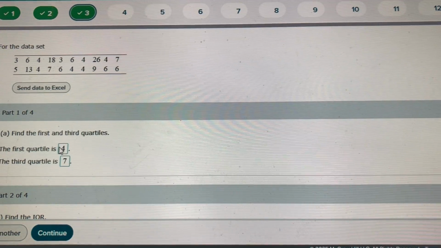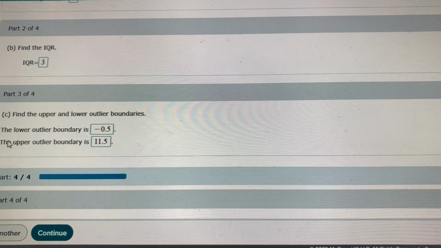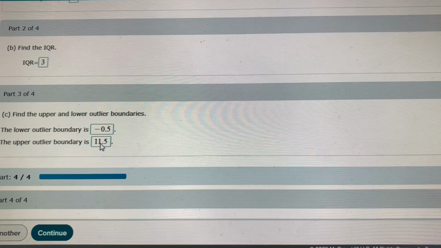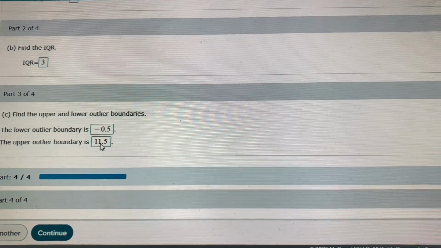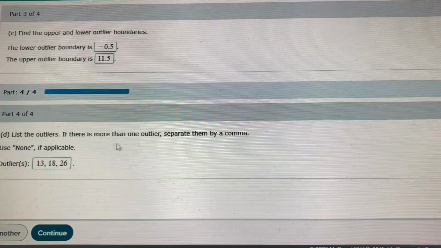So first you get your quartiles, then you find the IQR, then you multiply the IQR by 1.5, and then you add that amount to the upper quartile and subtract it from the lower. Anything past those two is considered an outlier.